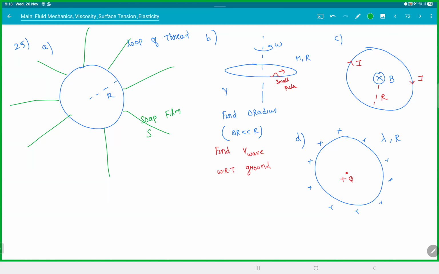You guys remember how to do this? Let's do this one. You have a thread which is placed on a soap film. Hope you remember the question. Right? When you pop the soap bubble inside, it becomes a circle. Find the tension in the thread.